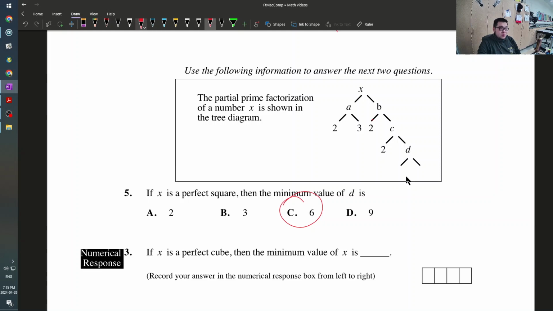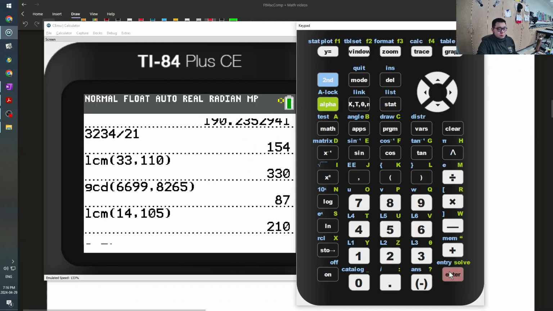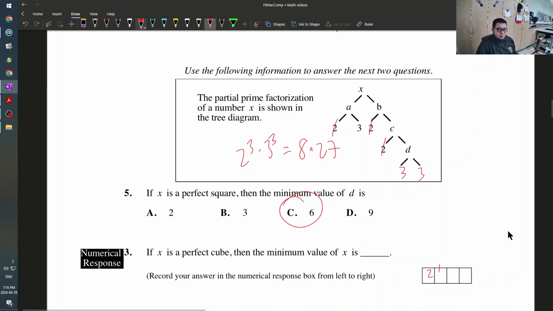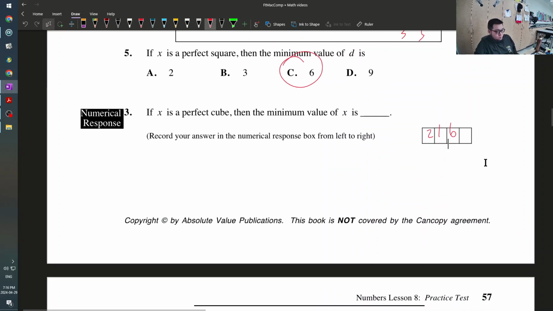Okay, if x is a perfect cube, the minimum value of x is? So cube means every number has 3 of the same ones with it. So 2, 2, 2, that's 3. I only have one 3, so that means I need 2 other 3's here. So what is the minimum value of x? It is 2 cubed times 3 cubed, which is equal to 8 times 27, which is 216. Okay, let's keep going.